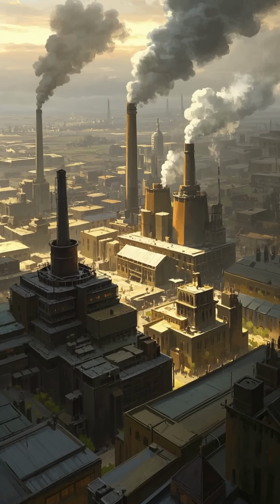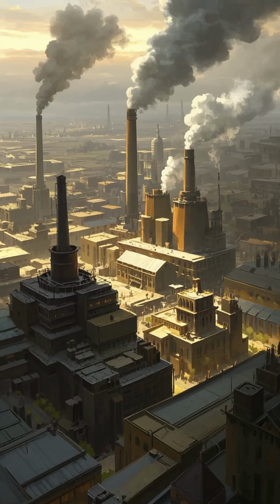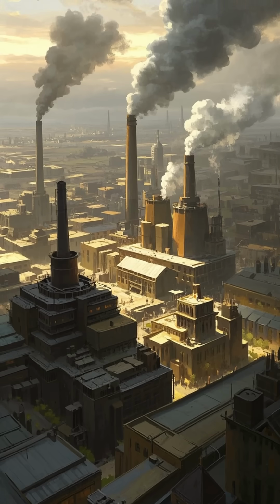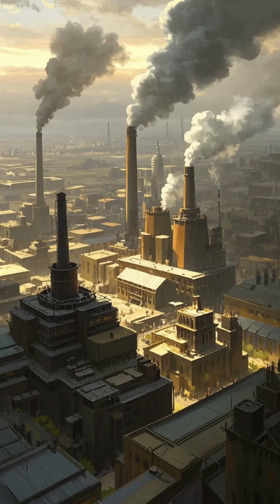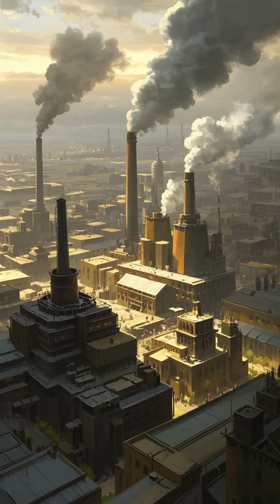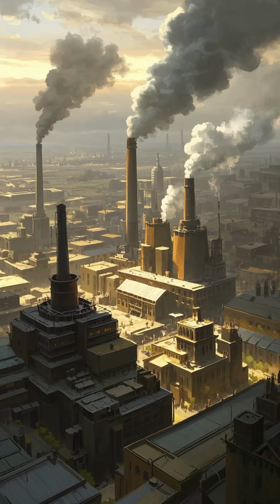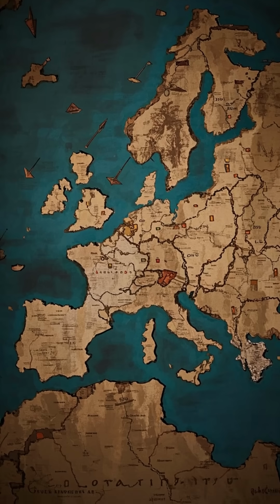The invention of textile machinery led to an explosion in the production of textiles, which in turn led to the growth of cities, the rise of factories and mass production, the growth of international trade, and ultimately the growth of modern economies. But how exactly did this happen?